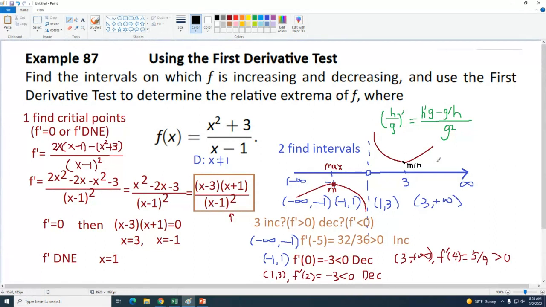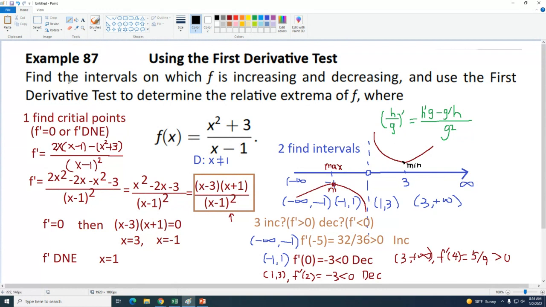We have local maximum, local minimum, local maximum at -1, local minimum at x = 3, and we also have the increasing and decreasing intervals already labeled. And I finished solving the entire question. Any questions? Are you okay? Were you able to follow through? Do you have any questions? Any questions?